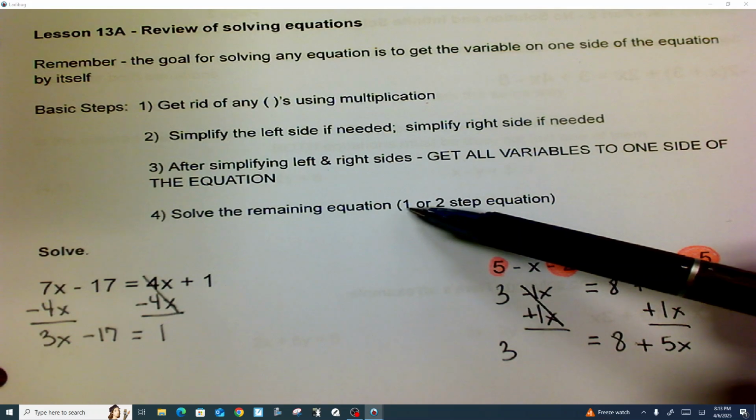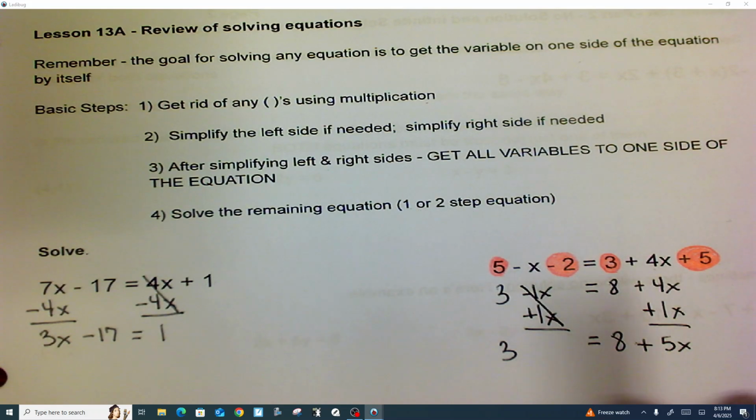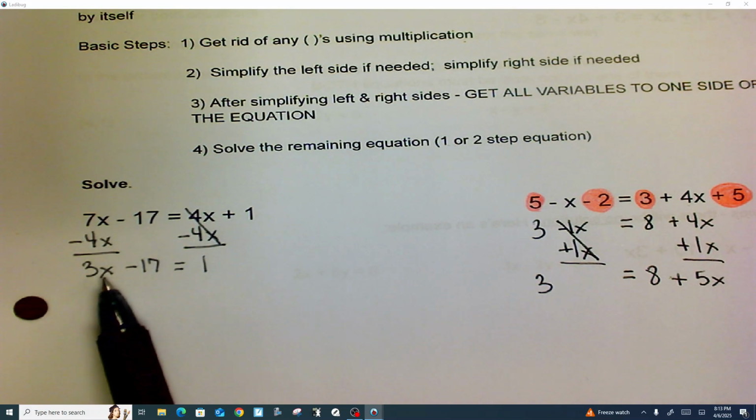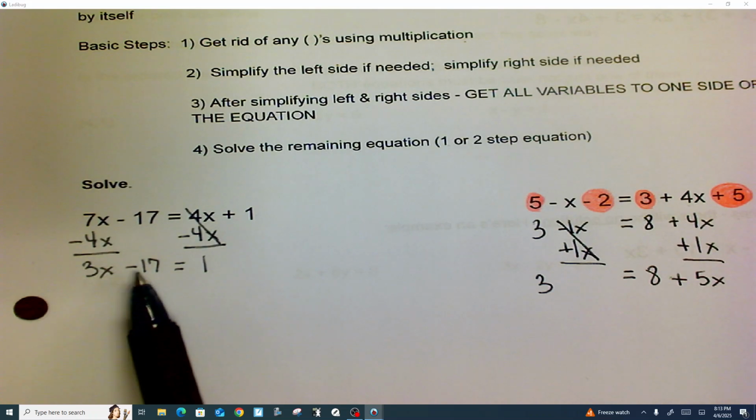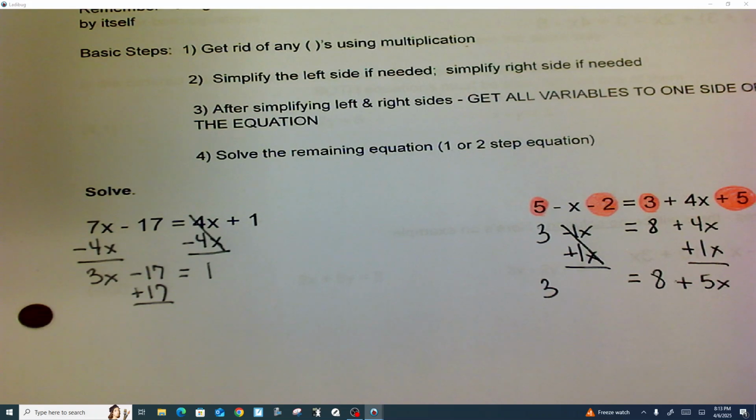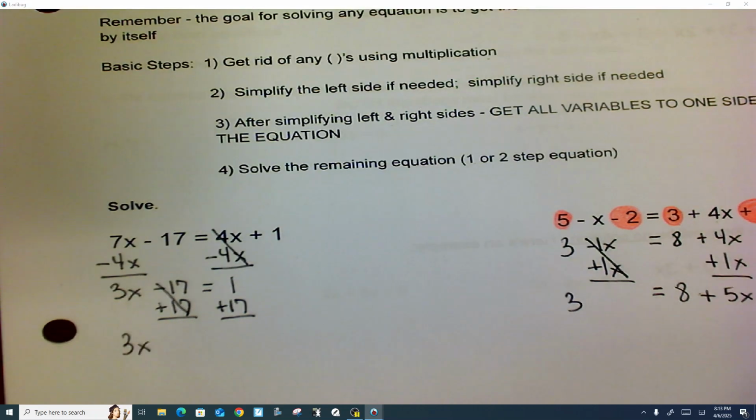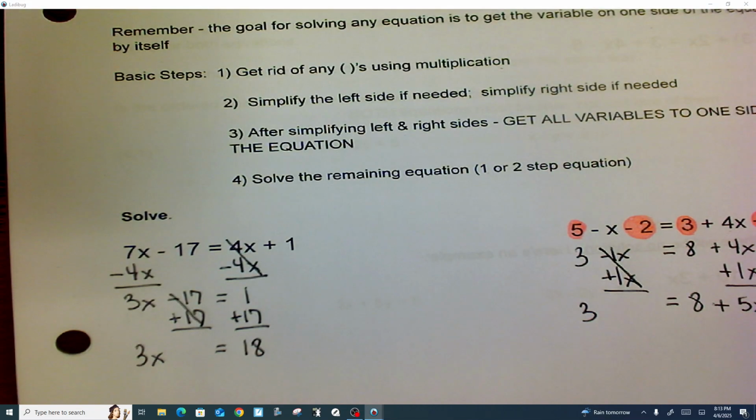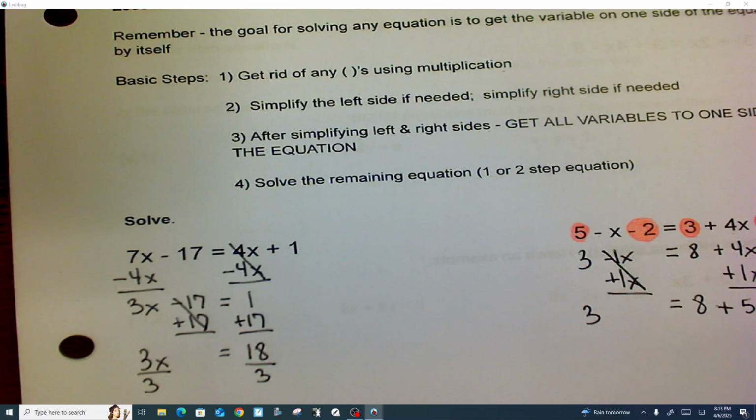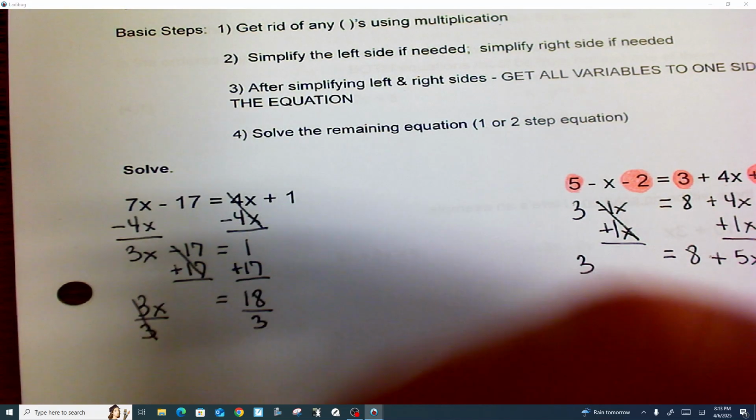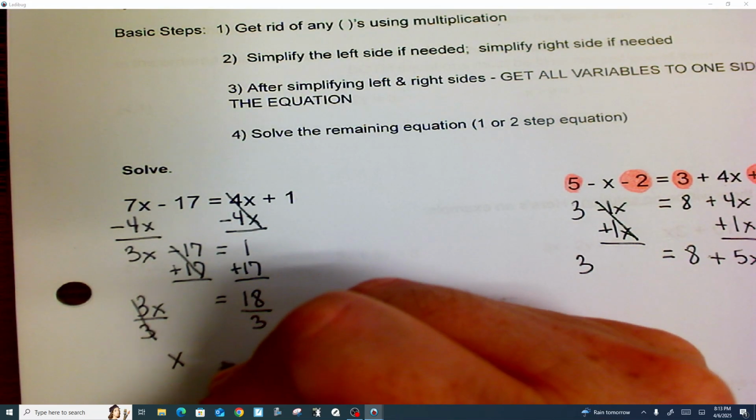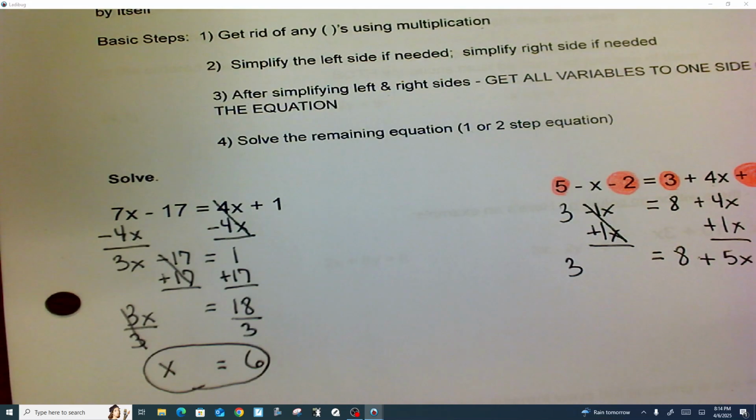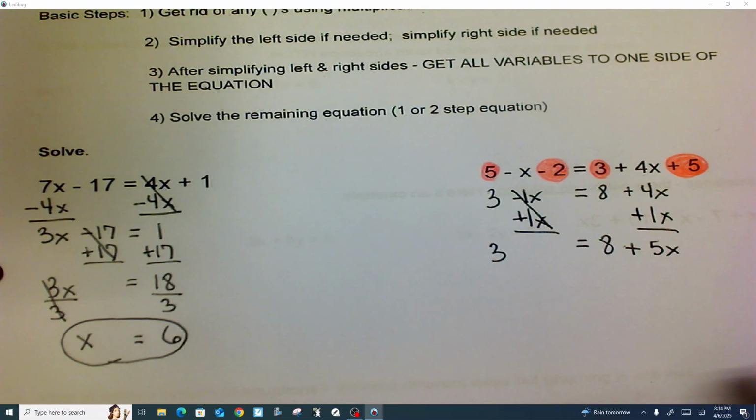Solve the remaining equation. It will either be a 1 or 2-step equation. And remember, you just have to ask yourself, this is your x, which one do you want to get rid of first, the multiplying number or the subtracting one? Always get rid of the subtracting or adding number first. So since this is minus 17, we'll add 17. So x equals 6.